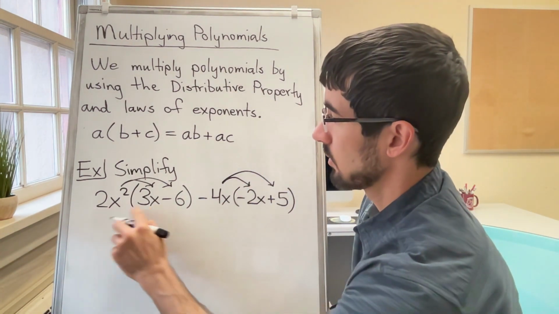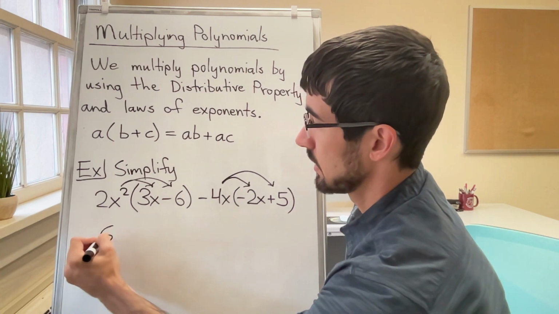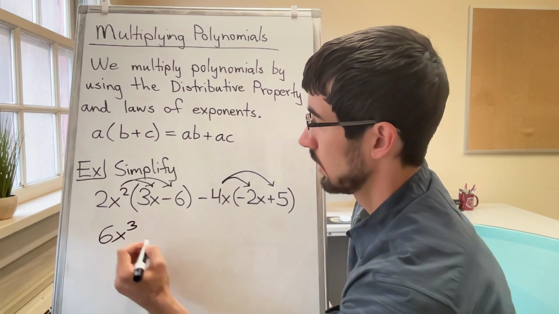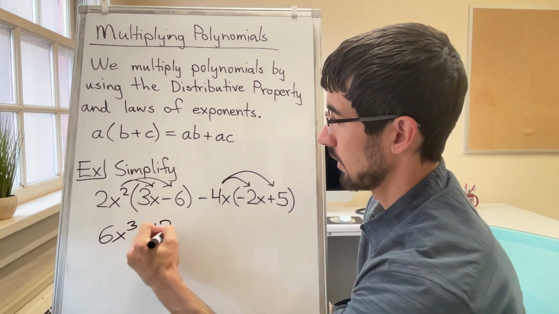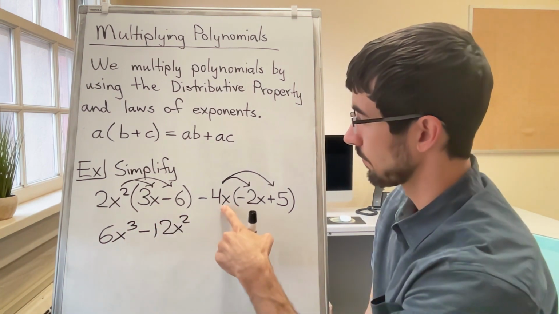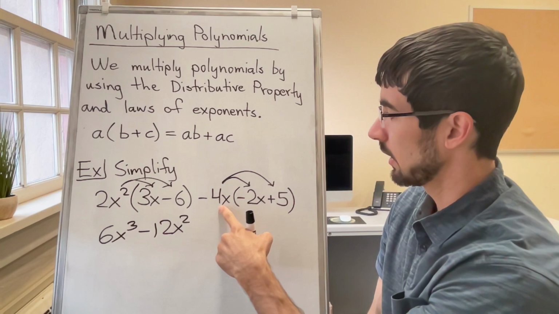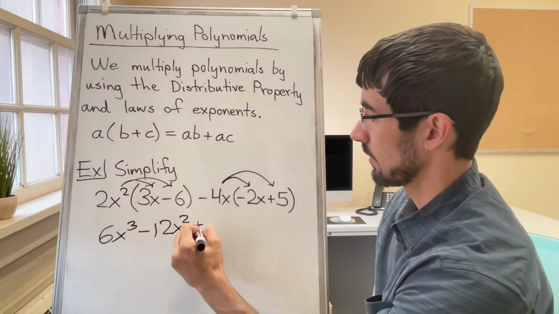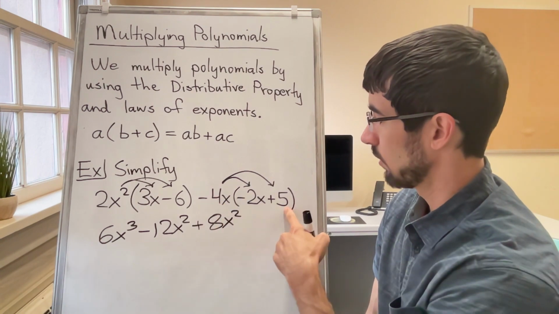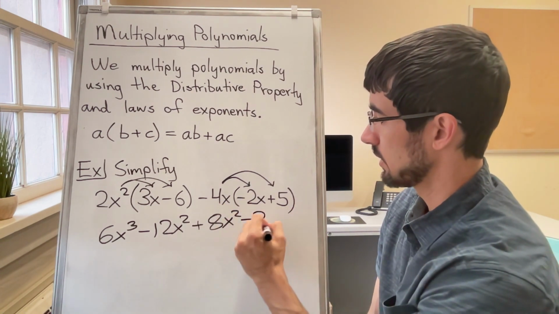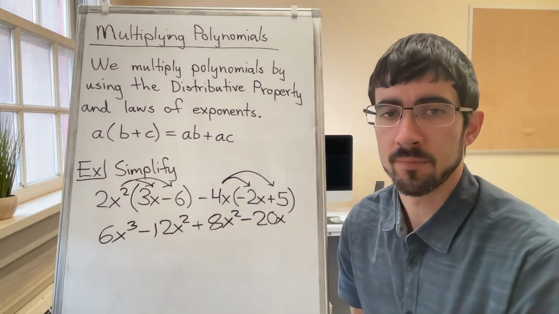Let's carry that out. 2x squared times 3x is 6x cubed. 2x squared times negative 6 is negative 12x squared. Here I have negative 4x times negative 2x, that's positive 8x squared, and negative 4x times 5, that's minus 20x.